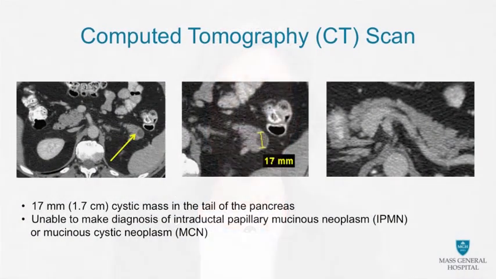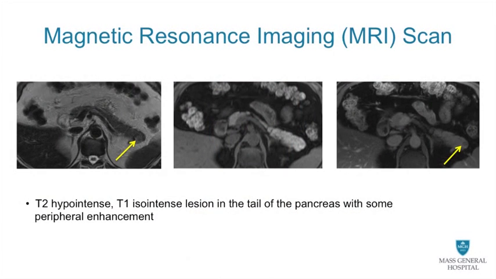On this CAT scan, you can see the 3.7 centimeter cystic mass in the tail of the pancreas. The lesion is at the very tip of the pancreatic tail, close to the splenic hilum. On CT evaluation, we were unable to make the diagnosis of an intraductal papillary mucinous neoplasm, mucinous cystic neoplasm, or other cystic lesion. The patient then underwent an MRI, which also demonstrated this cystic lesion.